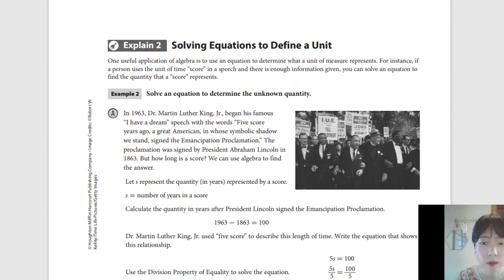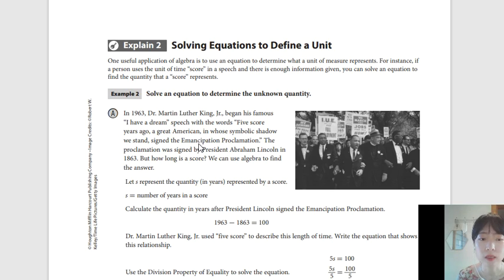We're going to solve equations to define a unit. We have a real world problem now. What's the point of learning all this? We're going to use it in real life to solve real world problems. Okay, let's look at 2a.